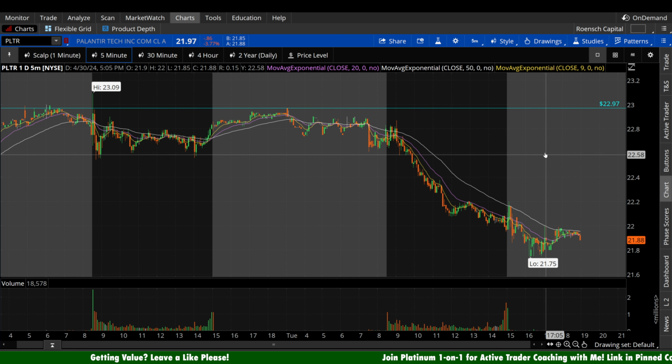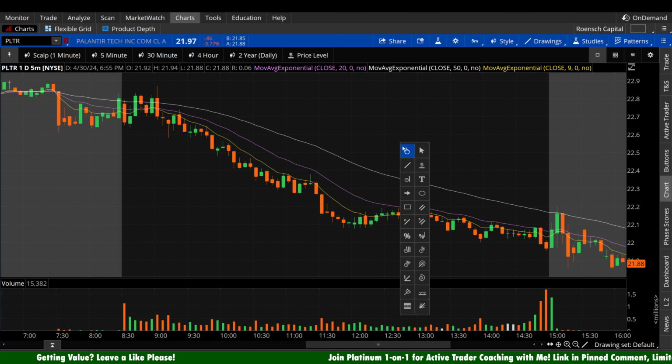So let's start here with just a quick analysis of the volume profile on the 5-minute chart.